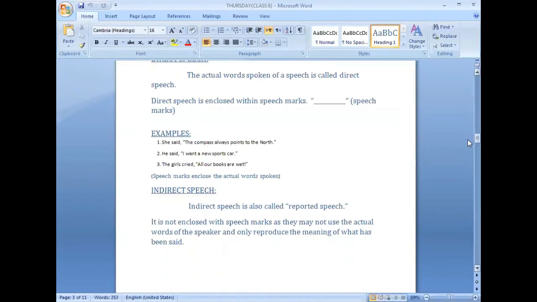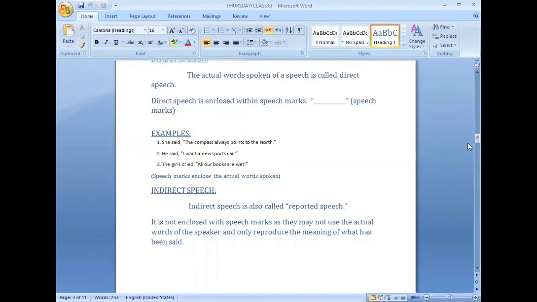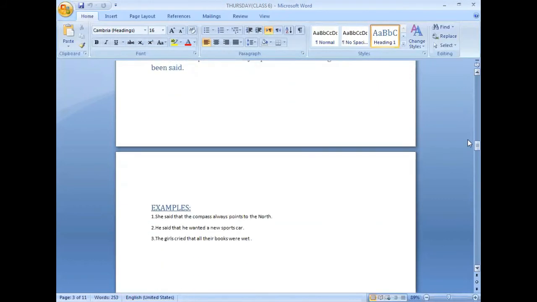Now we'll move towards the indirect speech. Indirect speech is also called reported speech, and it is not enclosed with speech marks, as they may not use the actual words of the speaker and only reproduce the meaning of what has been said. That means the actual words of the speaker are not there, and it only gives you the meaning of what the speaker has said. Like we have certain examples here.